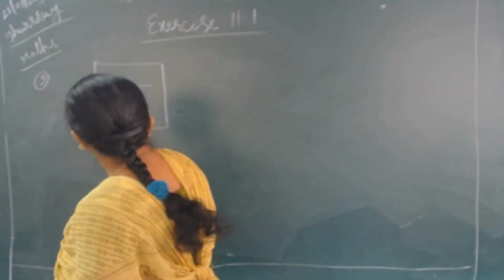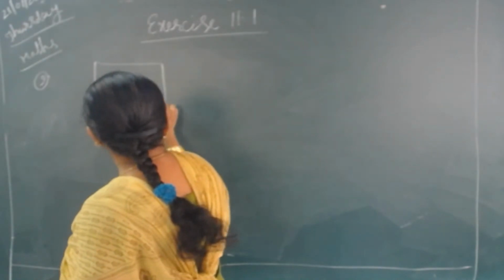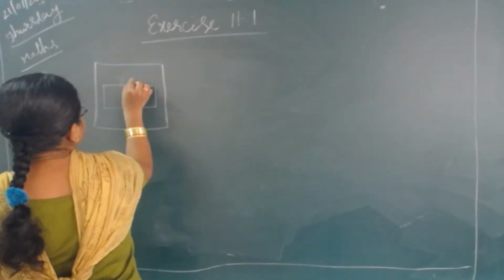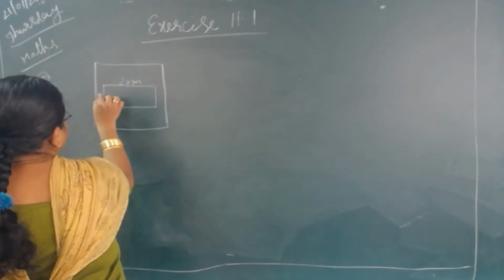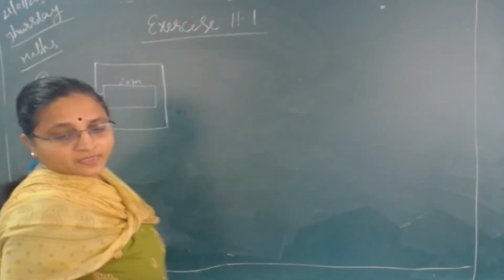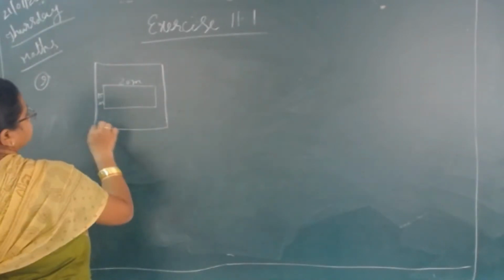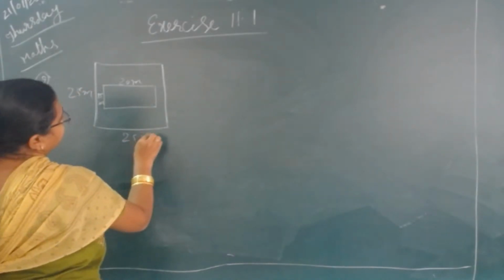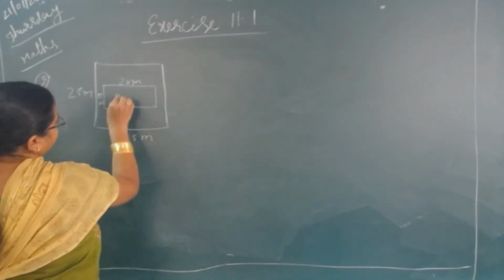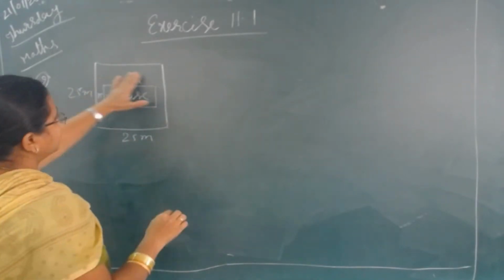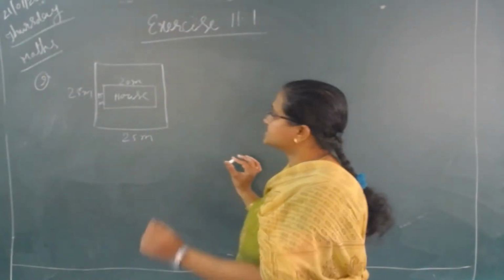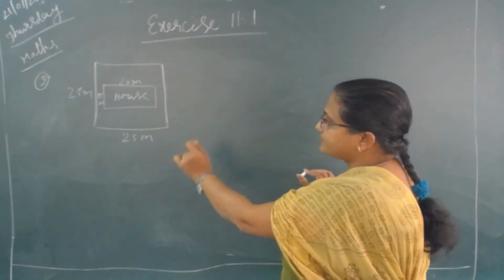In the middle of the plot she wants to construct a house, but the house is rectangular in shape because the measurements are given here. The length of this house is 20 meters, breadth is 15 meters. And this is the square plot, the outside area, 25 meters. So this is the house. She wants to develop a garden around the house at the rate of 55 per meter square. It means for 1 meter square area she has to pay 55 rupees.